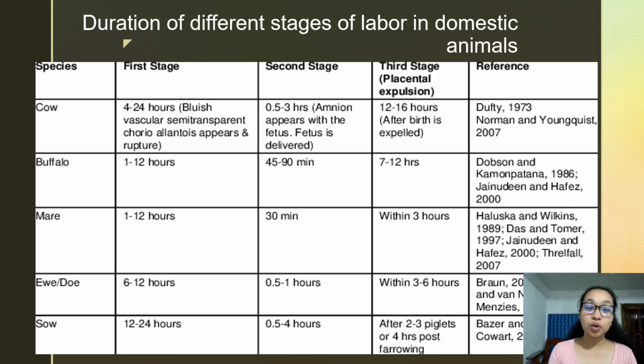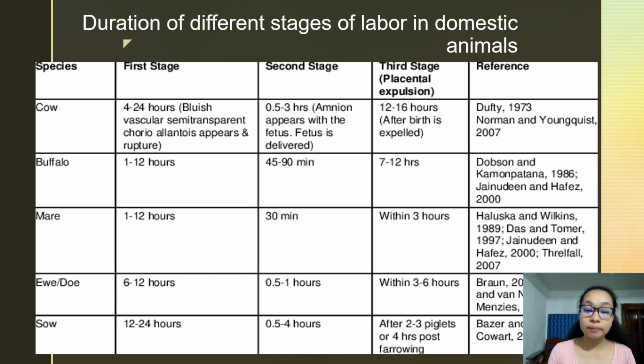These are the durations of different stages of labor in domestic animals. Here are the species, the first stage, the second stage, up to the third stage, or until the placental expulsion. And these are also the references if you want to read more about them.